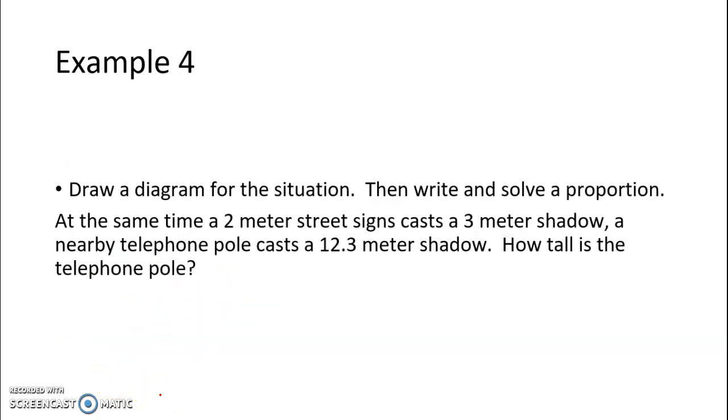And one last example here: draw a diagram for the situation, then write and solve a proportion. At the same time, a 2-meter street sign casts a 3-meter shadow. A nearby telephone pole casts a 12.3 meter shadow. How tall is the telephone pole?